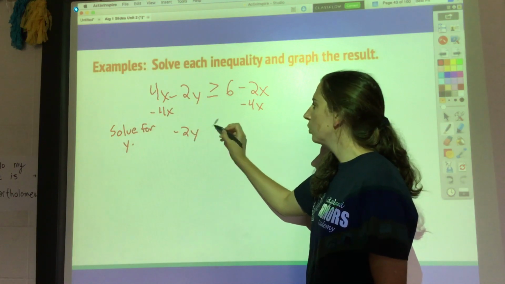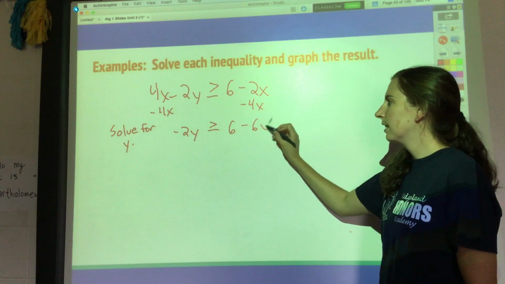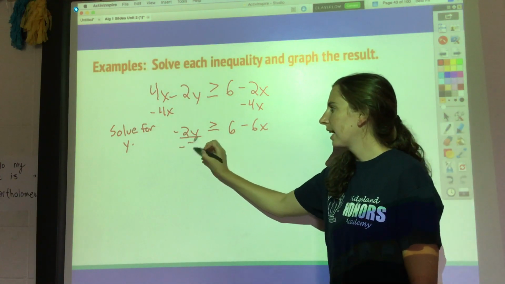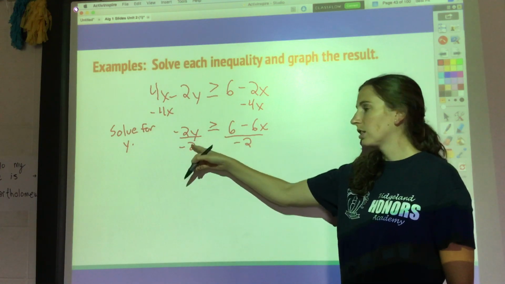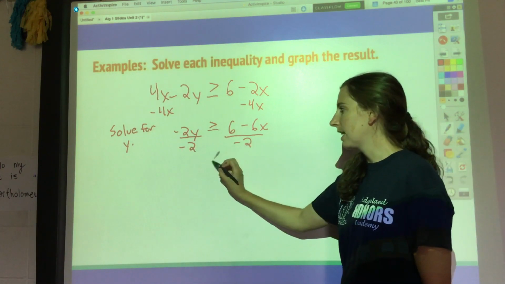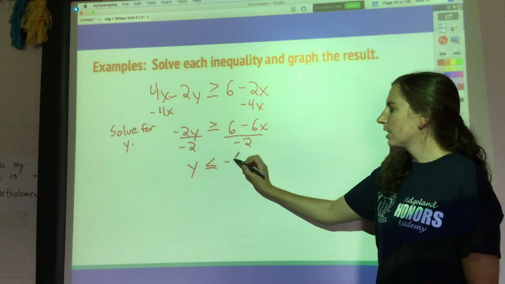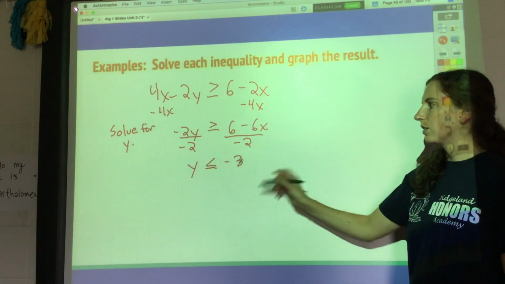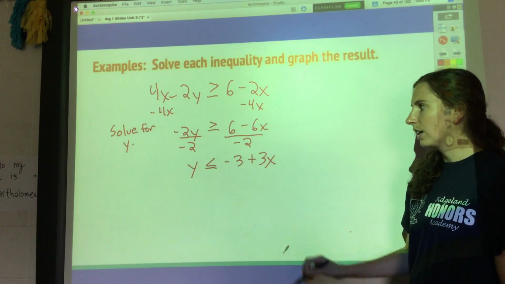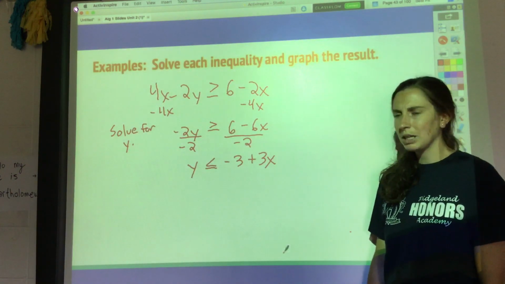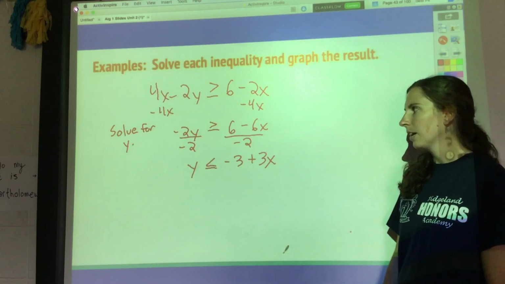You're left with negative 2y is greater than or equal to 6 minus 6x. Then divide by the negative 2. Divide all this by the negative 2. Be careful, you just divided by a negative, so that flips the sign. 6 over negative 2 is negative 3, and negative 6 over negative 2 is positive 3. And so that would be my answer if I were solving for y. You wouldn't be able to graph this on a number line, it'd have to be a full coordinate grid, so we're just going to leave it there.